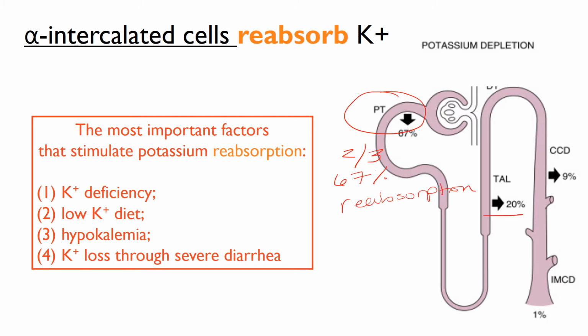Thick ascending limb, if you remember the thick ascending limb, the way that potassium is reabsorbed is through the NKCC2 channel. And then the collecting duct can reabsorb potassium, especially through these alpha intercalated cells in the process that we went through earlier in this slide series. So that's through the alpha intercalated cells. So depending on the needs of the body at any given time, you're probably always going to be reabsorbing some potassium in the proximal tubule and thick ascending limb, but secretion or reabsorption in the cortical collecting duct is dependent on the needs of the body at that time.